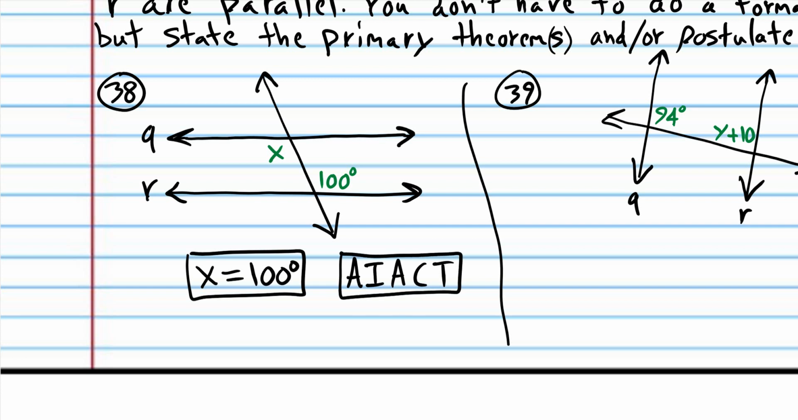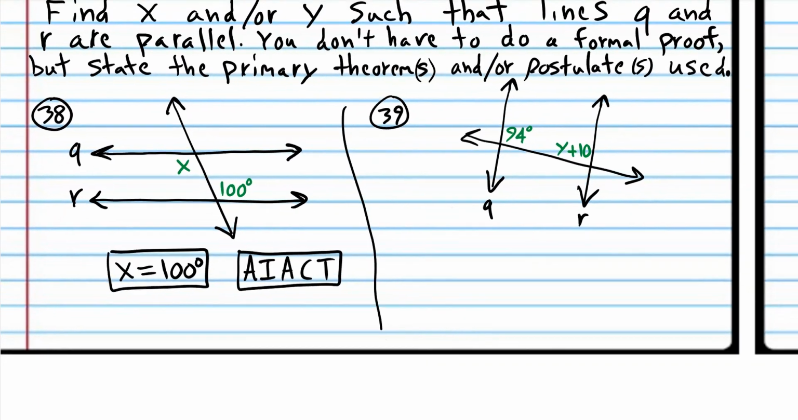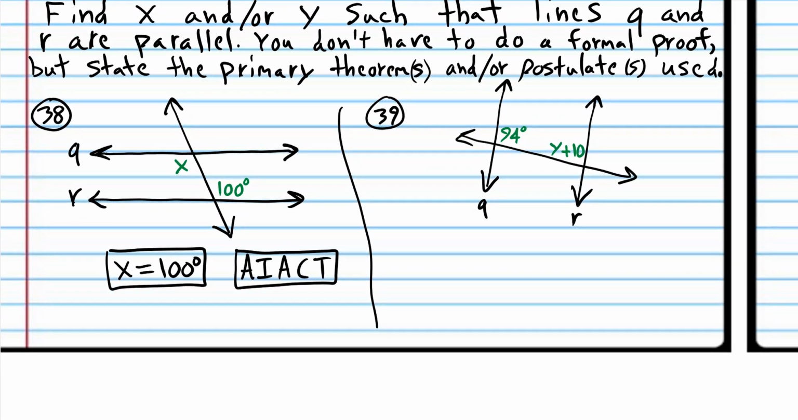This is not a formal proof. You don't have to do a formal proof, but we're just finding what x is, or what it has to be in order for those lines to be parallel, and then we're stating the basic principle we used to come to that conclusion. All right, so now 39.